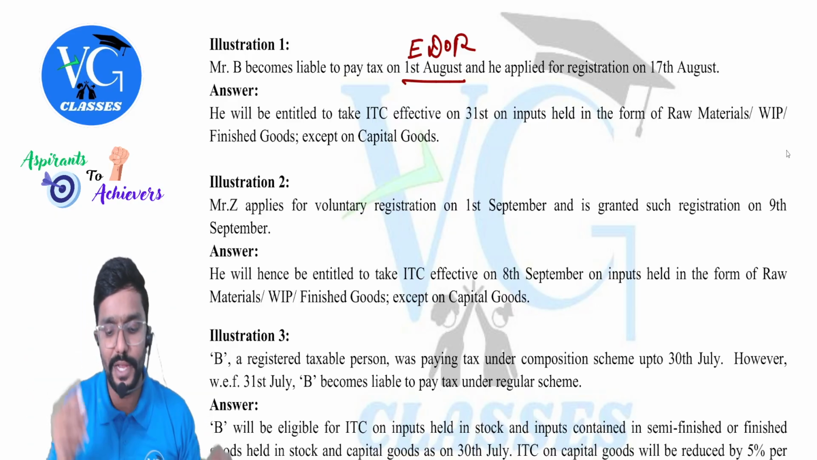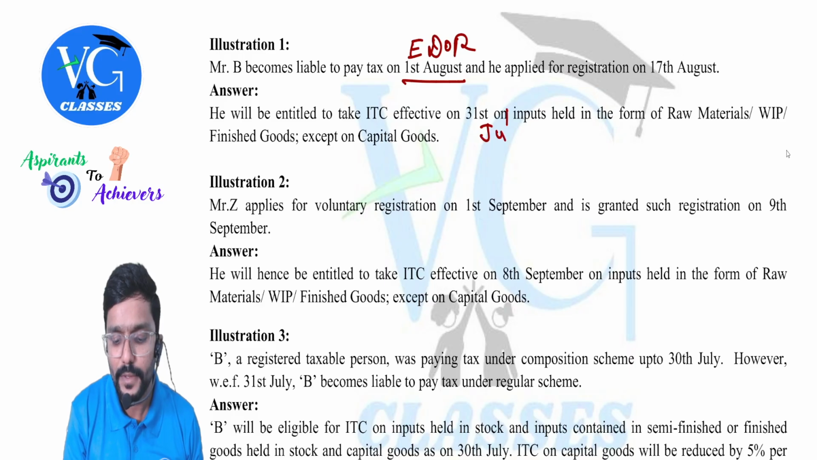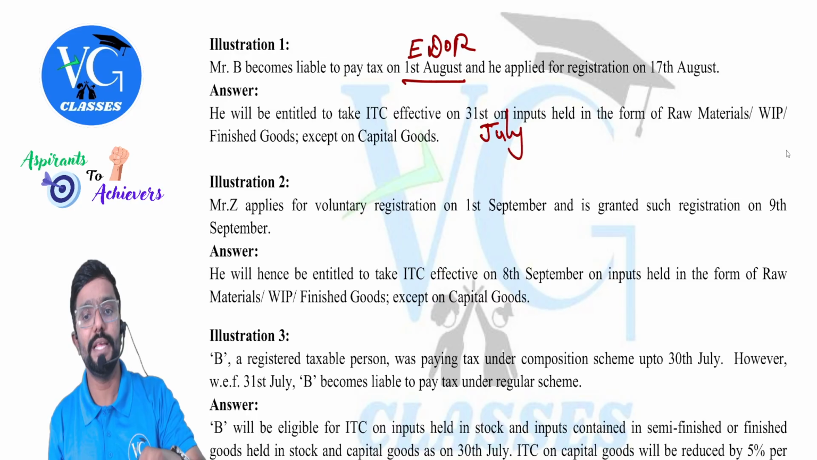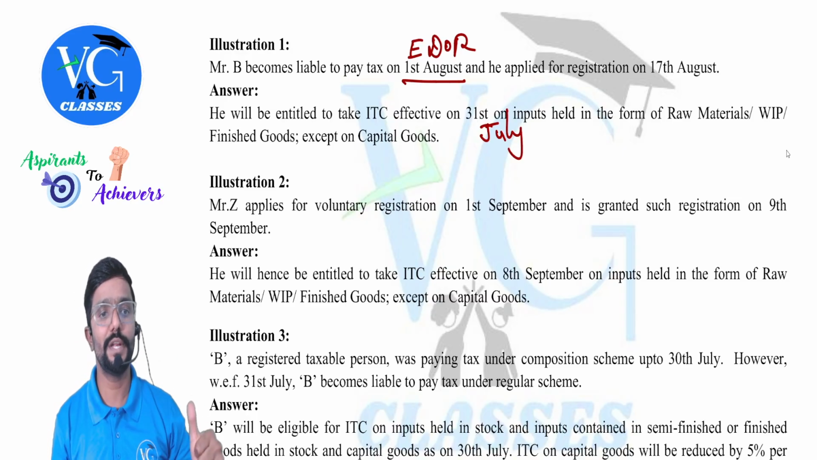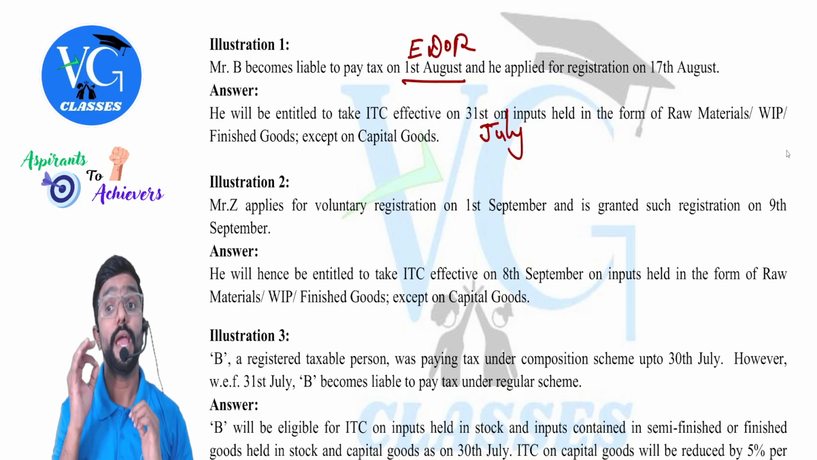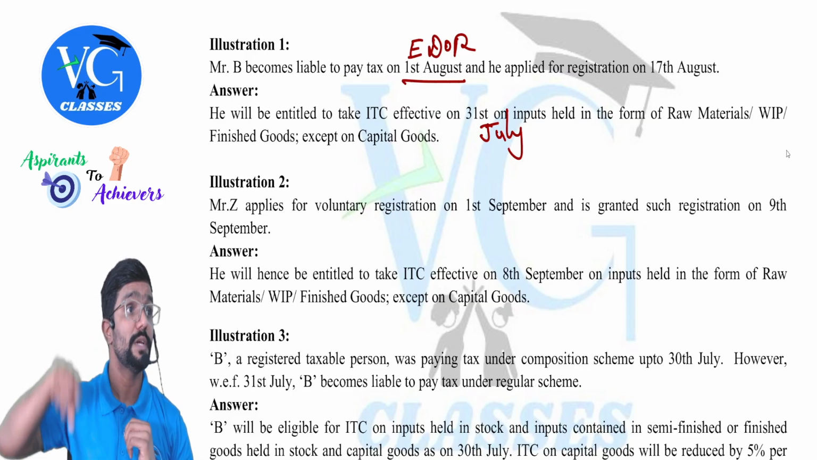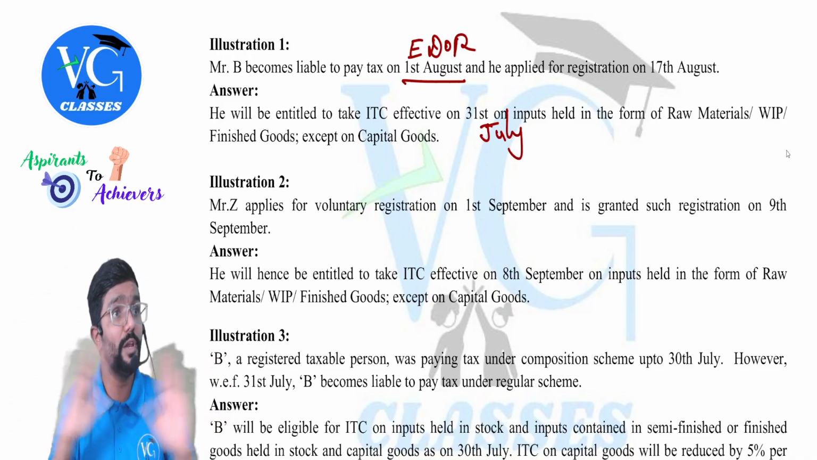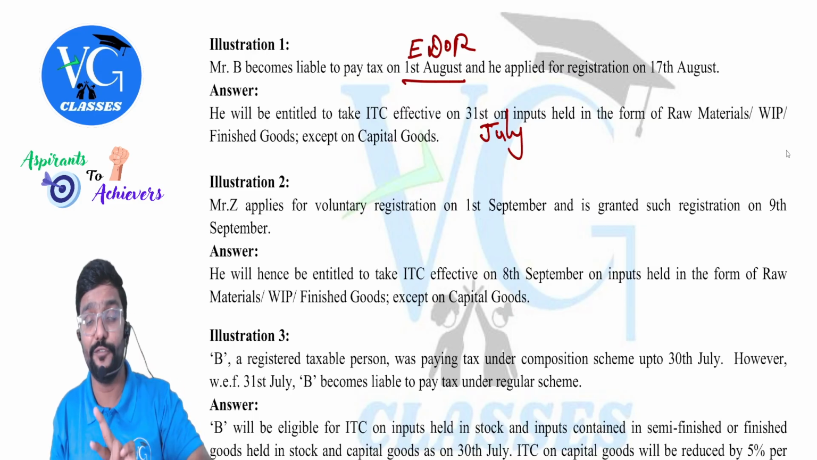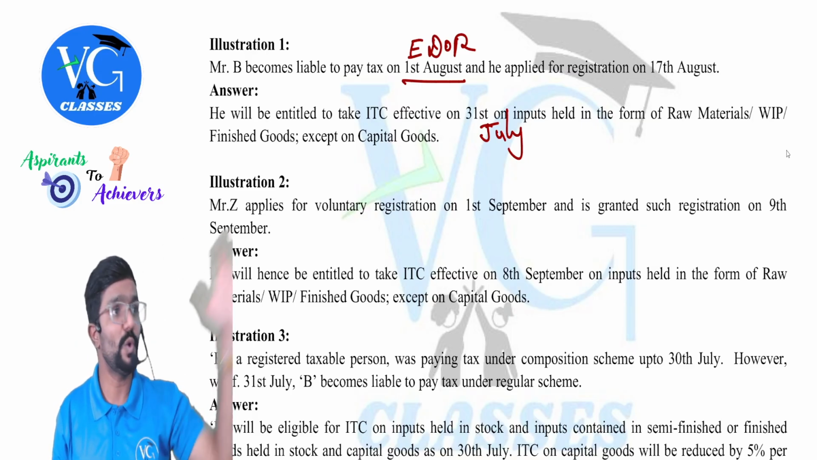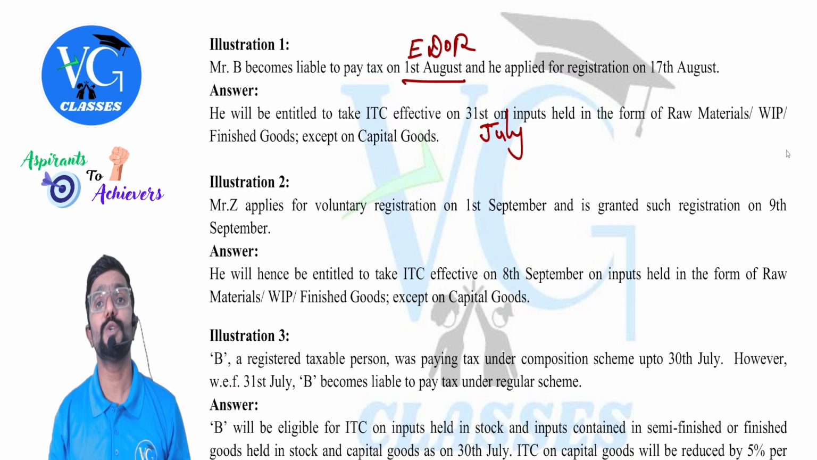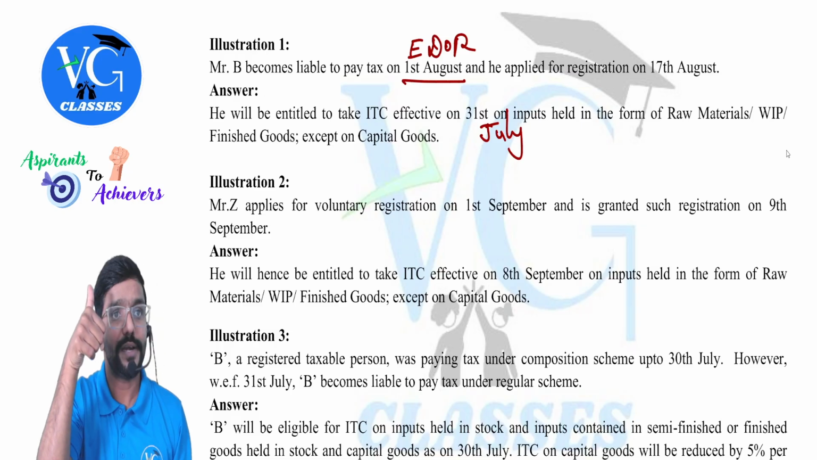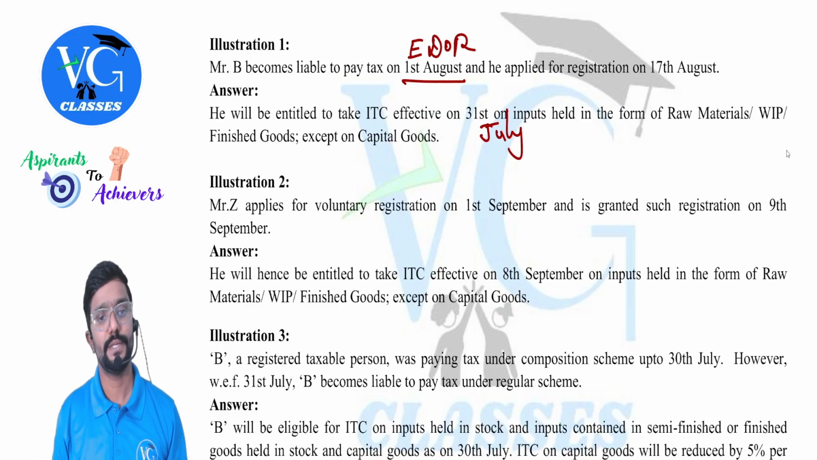31st July. You write July, July is missing there. 31st July on inputs held in the form of raw material, work in progress, and finished goods, except capital goods. Did they give capital goods there? No. So it is understood that on capital goods purchased on or before 31st July, no credit. Sir, what if capital goods is purchased on or after 1st August? Credit can be claimed, guys.